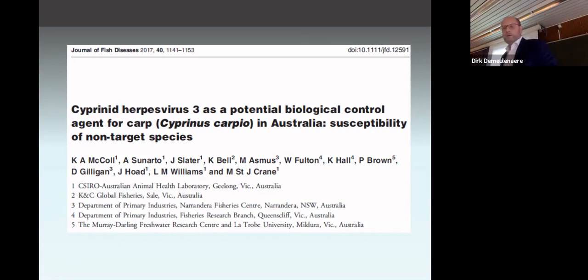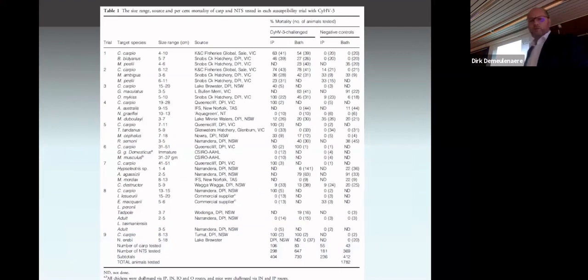So let's see their data. That's a very impressive table. Let me explain this. On the top, you have the percentage of mortality, meaning the fraction of fish that die after exposure. And in brackets, very, very important, the number of animals tested. So 50% means nothing unless you know how many animals it has been tested on. And then below you have two subdivisions, CyHV-3 challenge and the control.